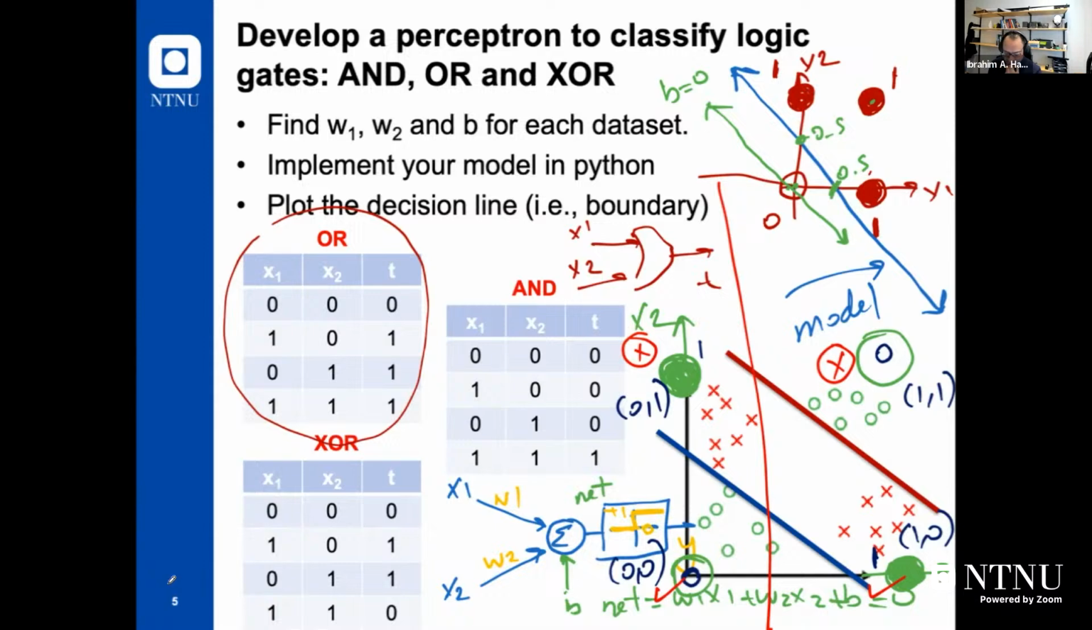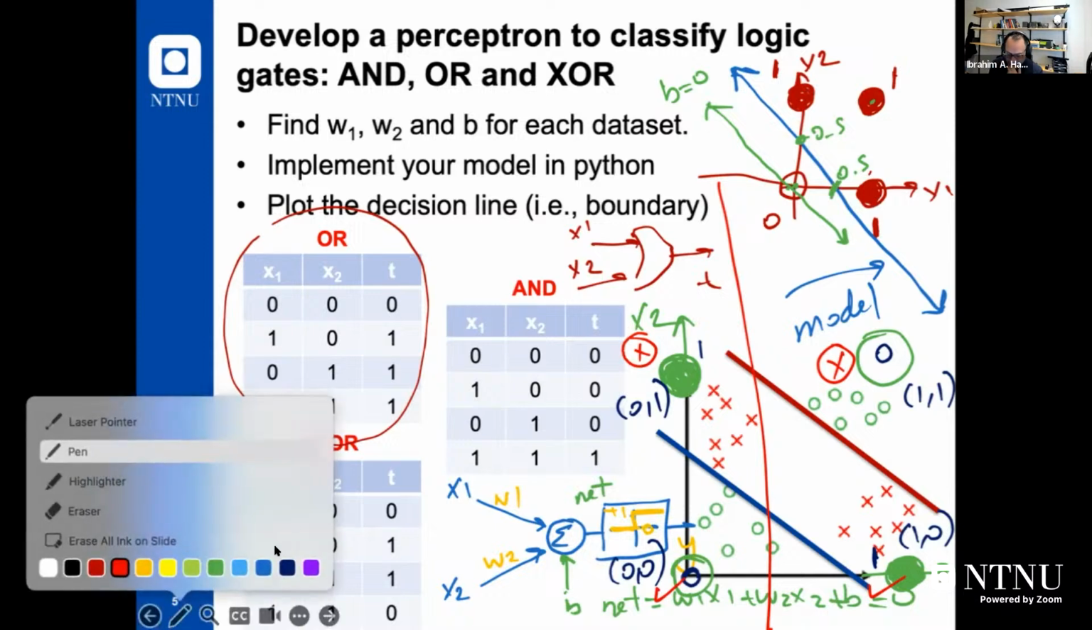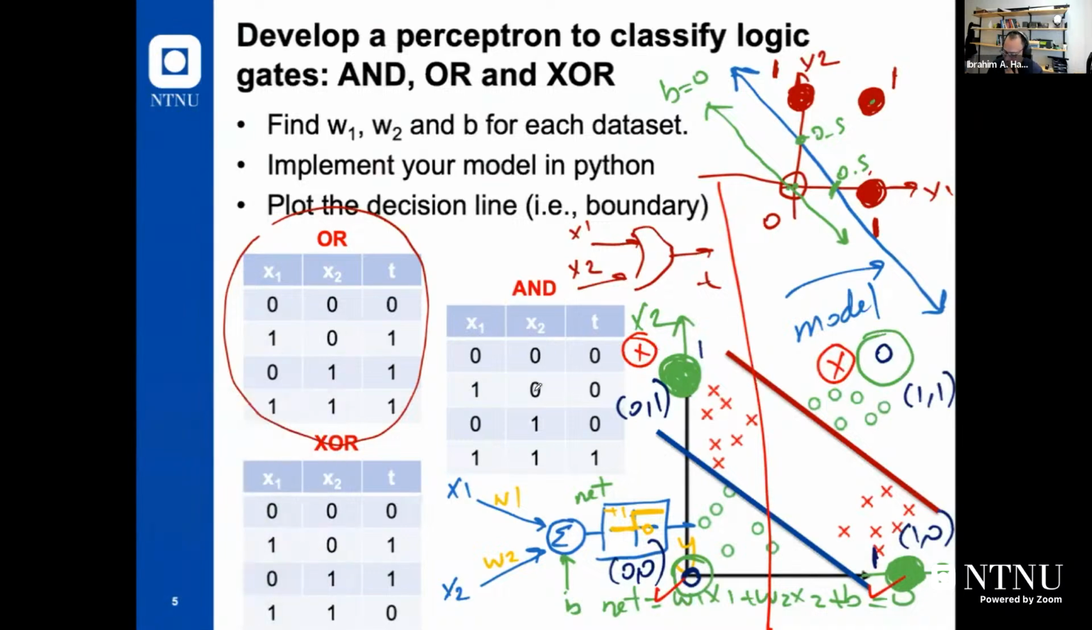If you want to select another line, maybe I can select this yellow one. Is it good? It's the same problem. Maybe this one will be correctly classified, this one wrongly classified, this one correctly classified, this one wrongly classified. So the accuracy also will be 50%.